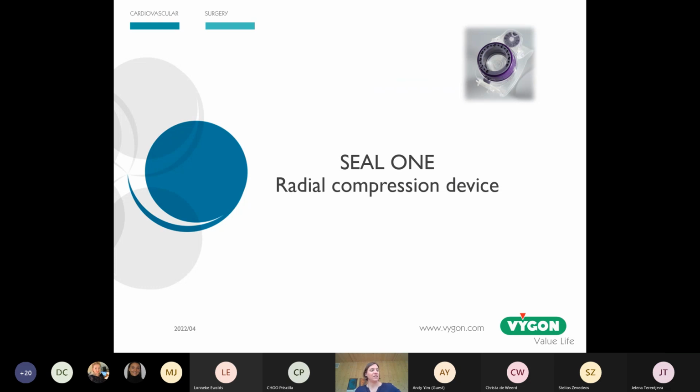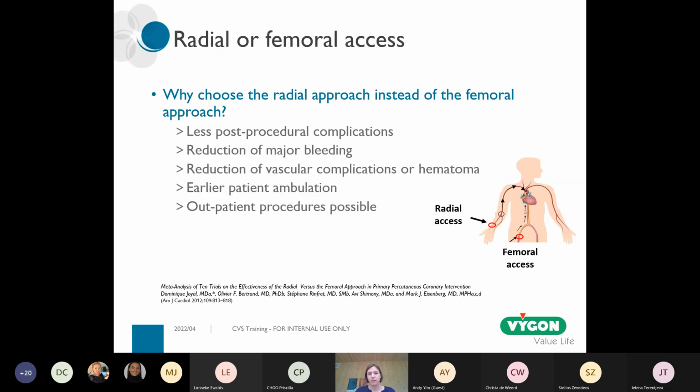Okay, so now we have discovered the Y connectors and the inflation devices. I will finish with the SIL1. This is a radial compression device. Before starting the presentation on the device, I think it's important to have some information.